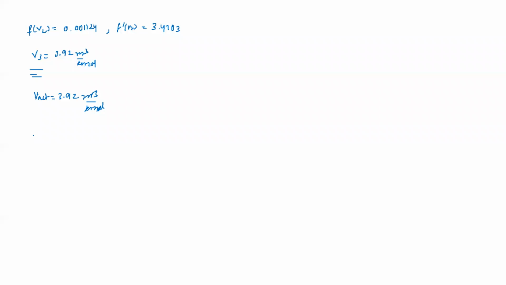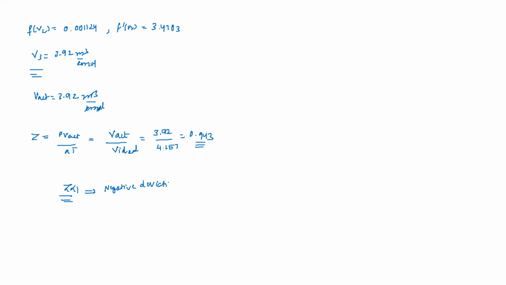Now we need to calculate the compressibility factor Z. Z can either be calculated using PV actual upon RT, or it can also be calculated as V actual upon V ideal. All right, it's one and the same thing. V actual we have calculated as 3.92 and V ideal was 4.157. So this value comes to around 0.943. This is the compressibility factor. Since Z is less than 1, it shows negative deviation from ideality.